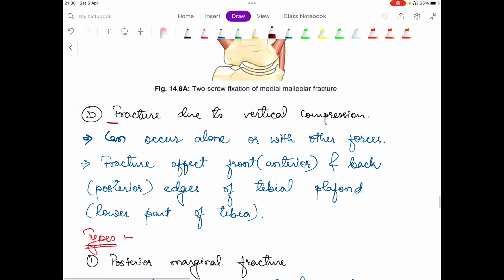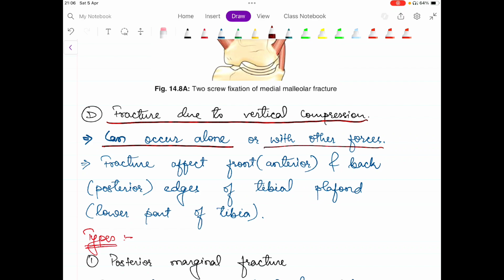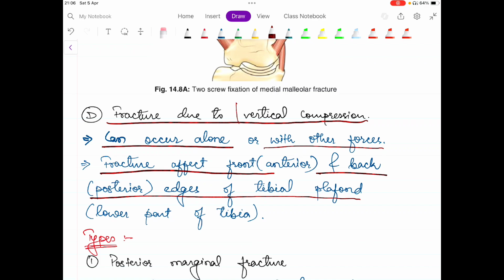Now the last one is fracture due to vertical compression. Fracture due to vertical compression can occur alone or with other forces. This kind of fracture can affect the front, or anterior, and back, or posterior, edges of the tibial plafond. In the previous video, I discussed the tibial plafond fracture, and I discussed that it can only occur due to vertical compression and it is an unstable injury.